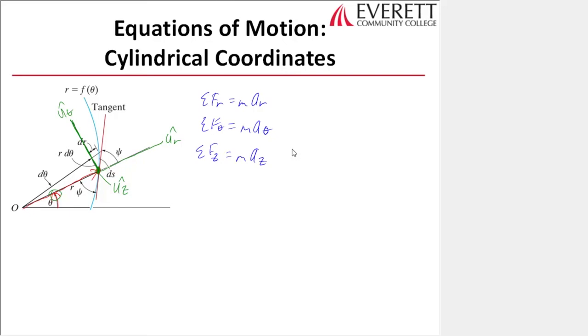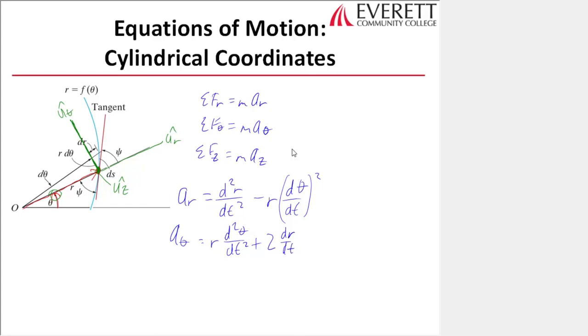The reason that we would use cylindrical coordinates is because we've already done some math and introduced our velocity and acceleration. Just a reminder on the acceleration, we have the equation, the radial acceleration is equal to the second derivative of radius with respect to time minus r d theta dt squared. Okay? A theta is equal to r second derivative theta with respect to time plus 2 dr dt d theta dt.